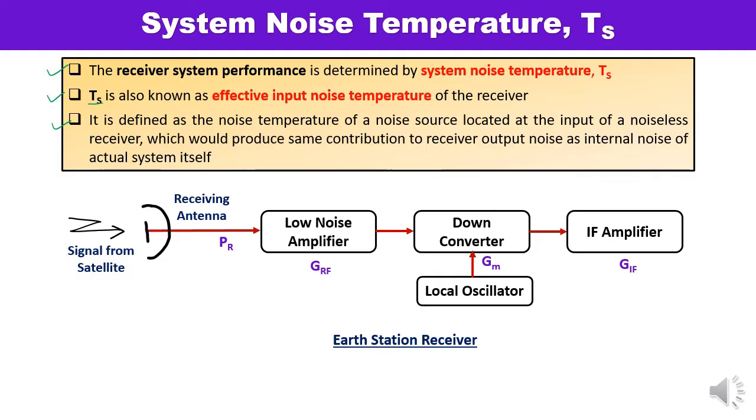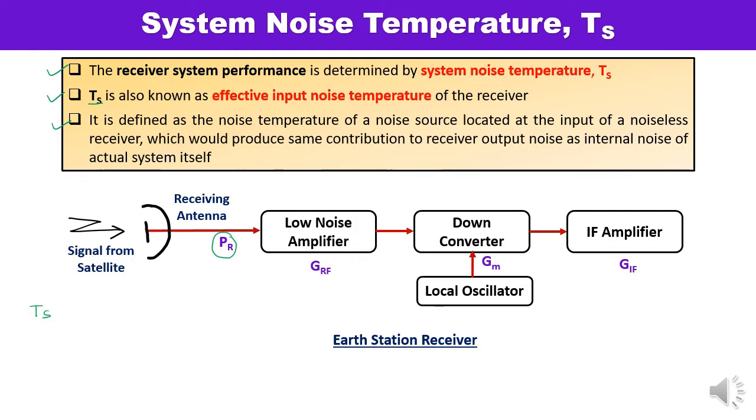Here you can see that for this particular receiver stage we are going to calculate the system noise temperature TS, which represents the various sources of noise in the receiver. We need to consider the individual noise temperatures and gains of the corresponding individual units. In this diagram, the signal from the satellite is received by the receiving antenna. PR is the received power to be processed through the receiver stage, and at the output we will get the required signal.